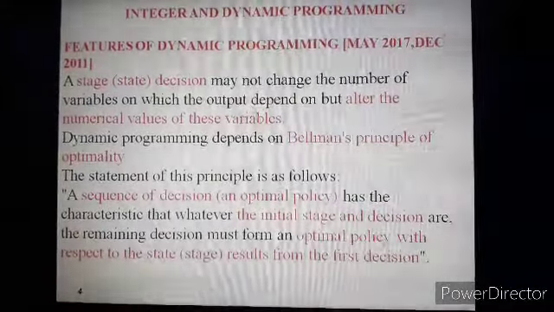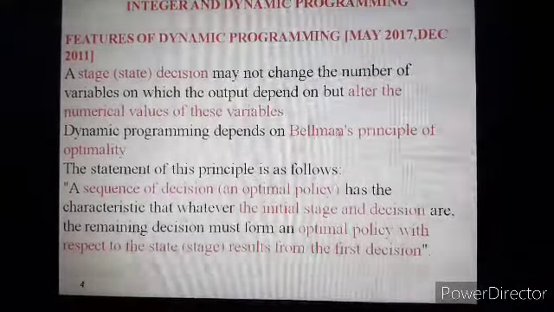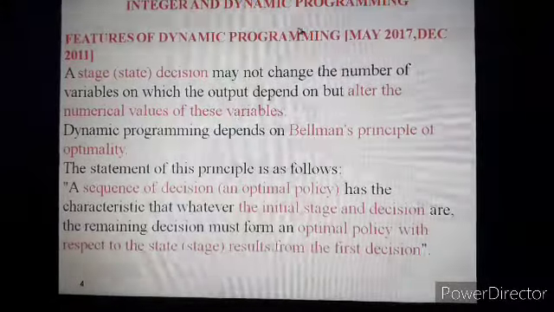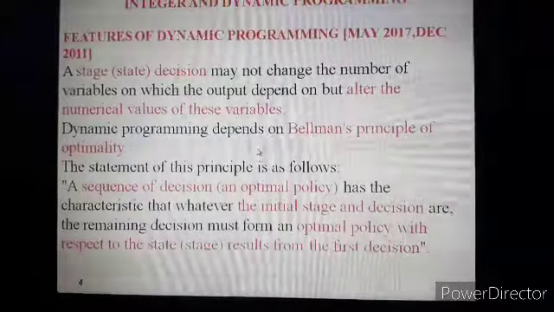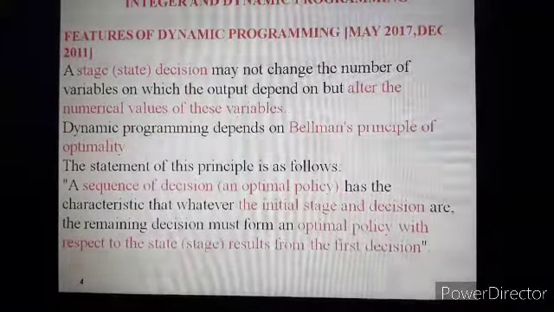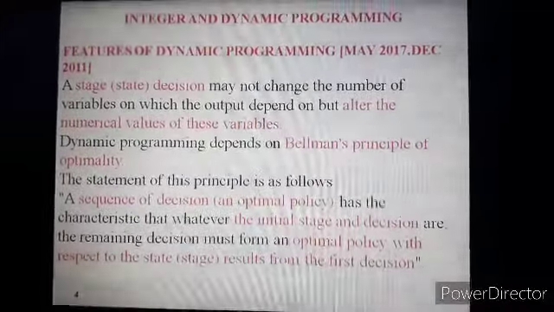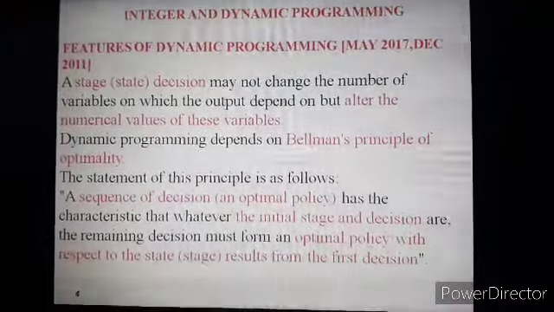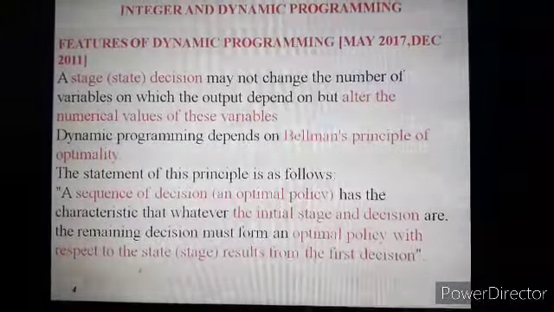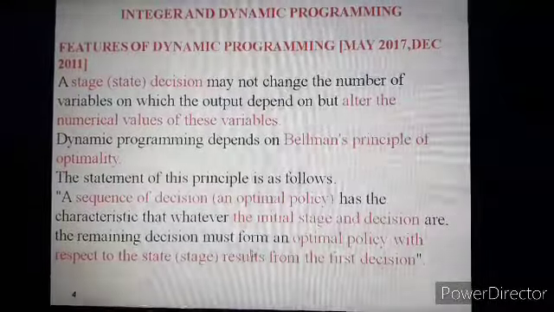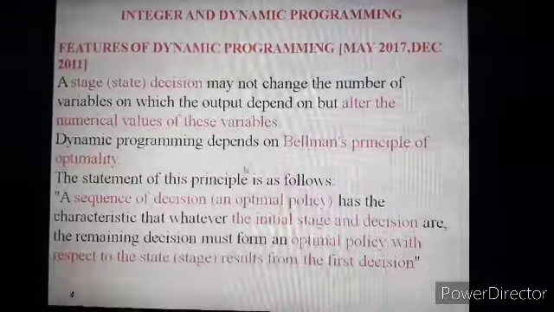Again, in dynamic programming problems, we have Bellman's models, and this Bellman's model is the best optimization model under dynamic programming. Further, we'll discuss these Bellman's methods in detail in further slides. The statement of this principle is a sequence of decisions. An optimal policy has the characteristic that whatever the initial stage and decision are, the remaining decisions must form an optimal policy with respect to the state resulting from the first decision. Indirectly, dynamic programming comes under multi-objective decision making.